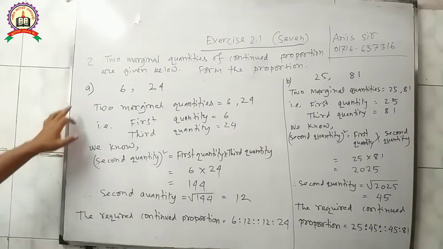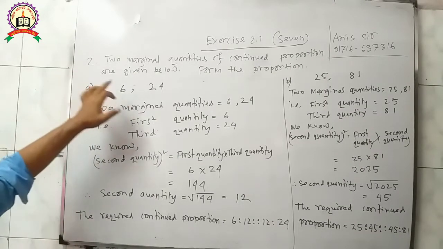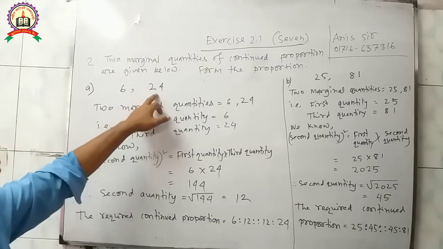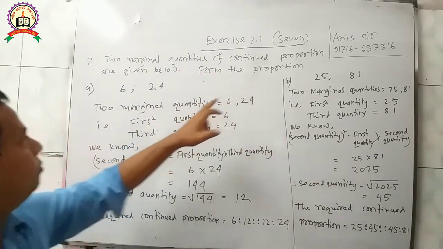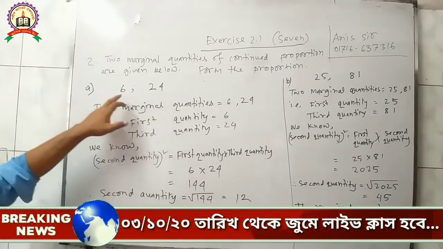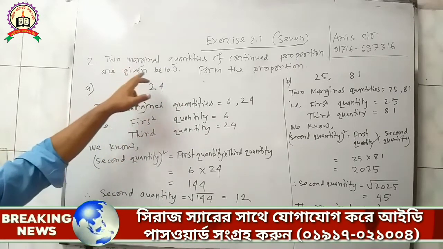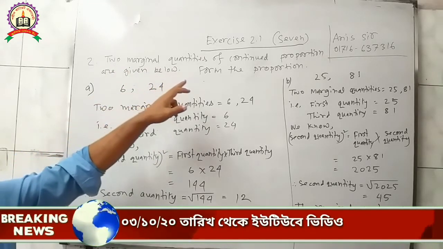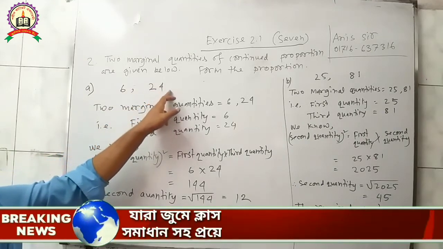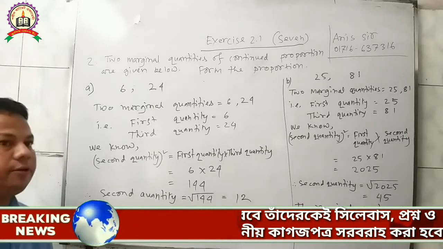Now, part A of question 2. Here the two marginal quantities are given, 6 and 24. In continued proportion, marginal quantities means the first quantity and the third quantity. So we have to find the second quantity.